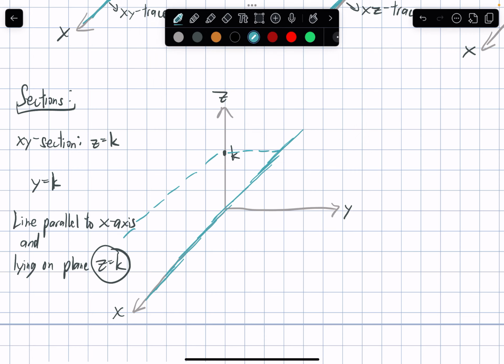Okay, so from there, how do we draw the XY section? Let me just verify again. I'm not sure with my own drawing, the one I drew earlier.